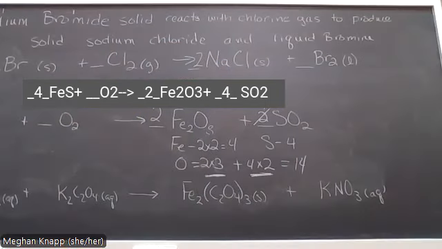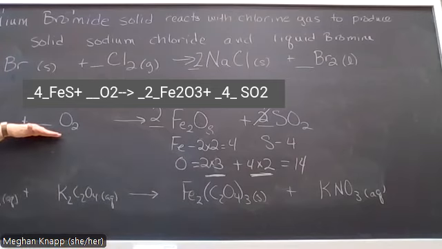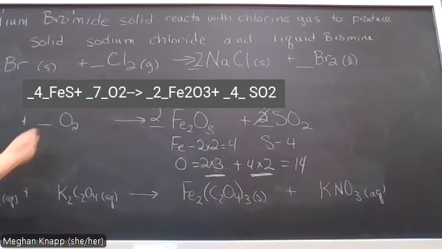All right, so our iron is balanced, our sulfur is balanced. We have 14 oxygens on this side. So what number is going to go here? 7. So usually if I give you something like this on a quiz or a test, I attach a bonus point to it. So if you can get that one, you get extra points on the quiz or test.